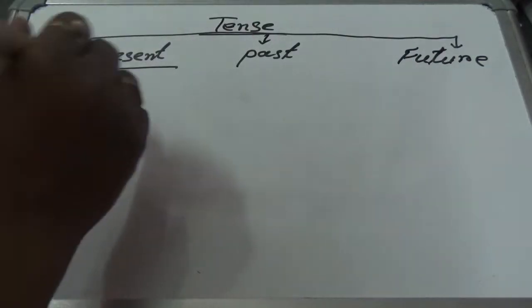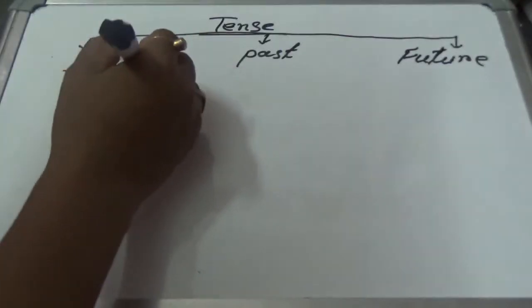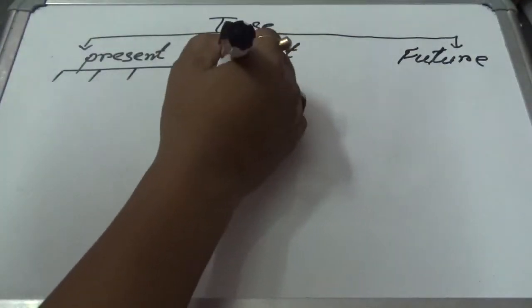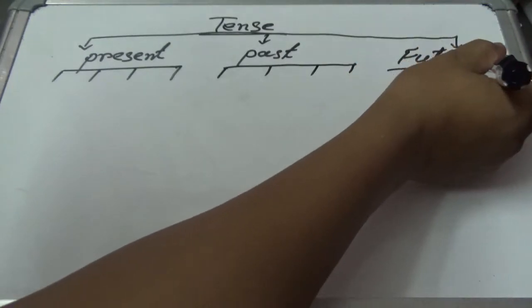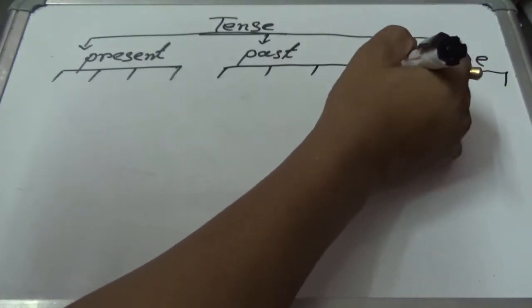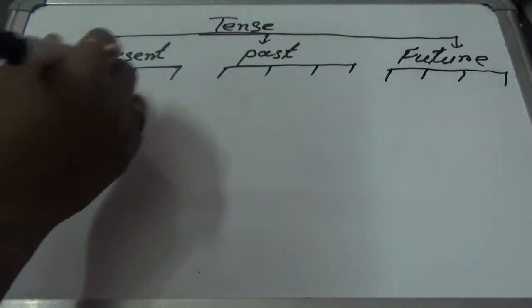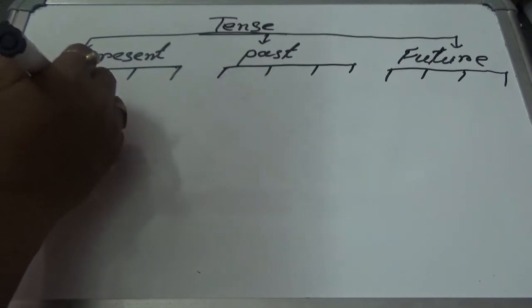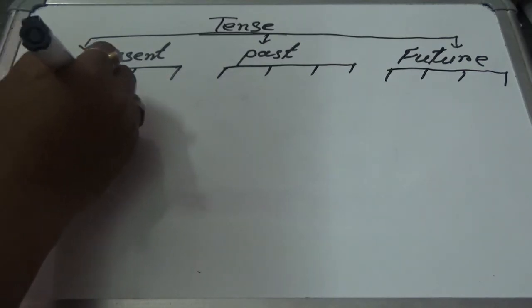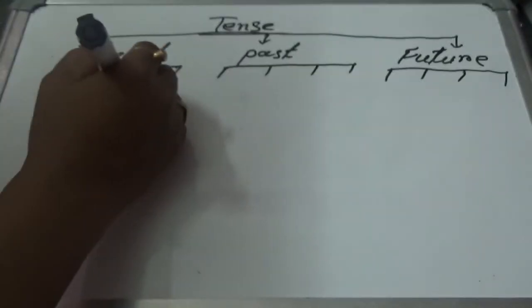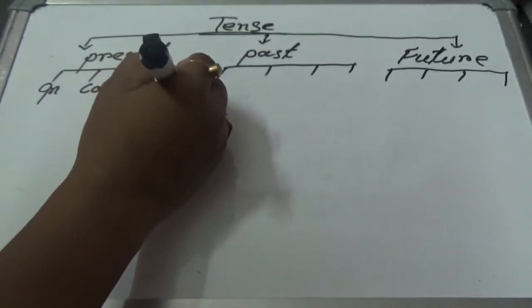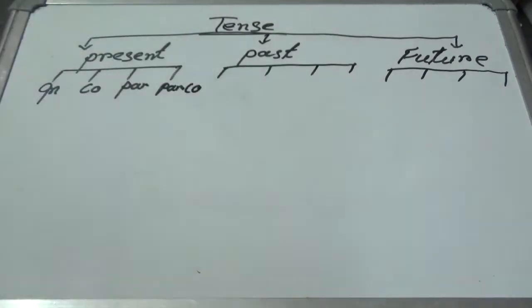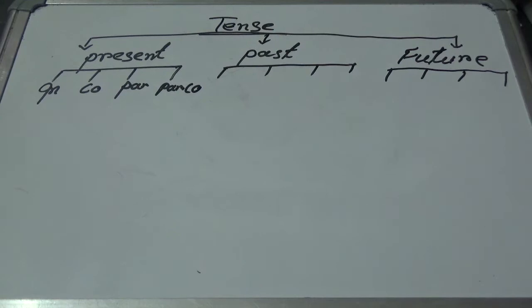Present tense, how many classifications? Four. Past also, four classifications. Future also, four classifications. Present indefinite, present continuous, present perfect, present perfect continuous.